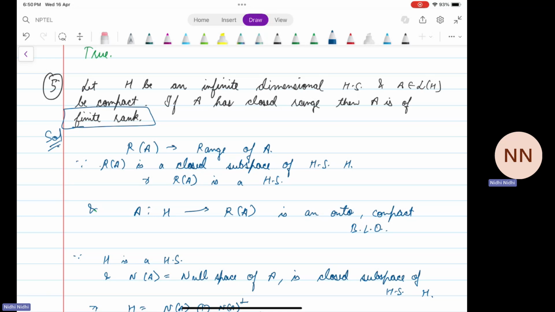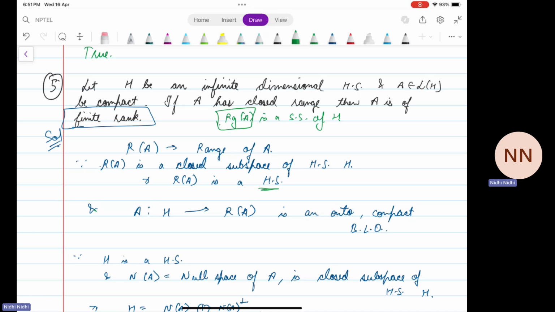So in order to show that the rank of A is finite or not, we will look at a sequence in the closed unit ball, since we are working in a Hilbert space. The range of A is a subspace of H, and this is also a Hilbert space.